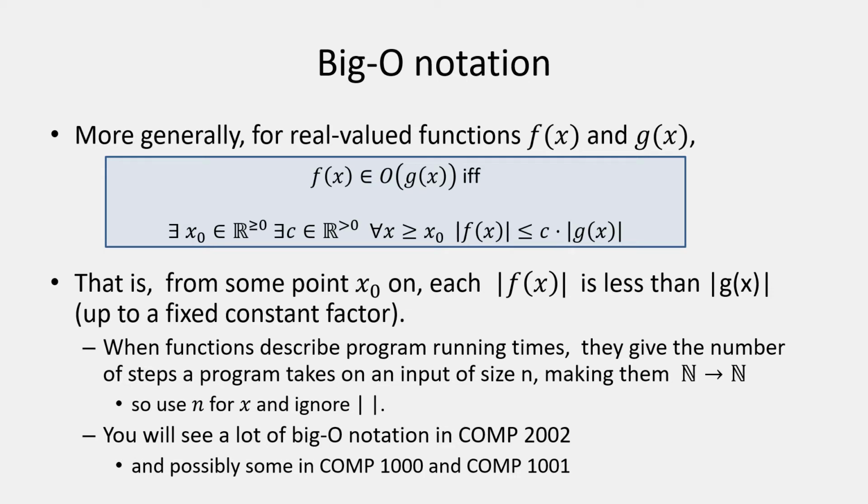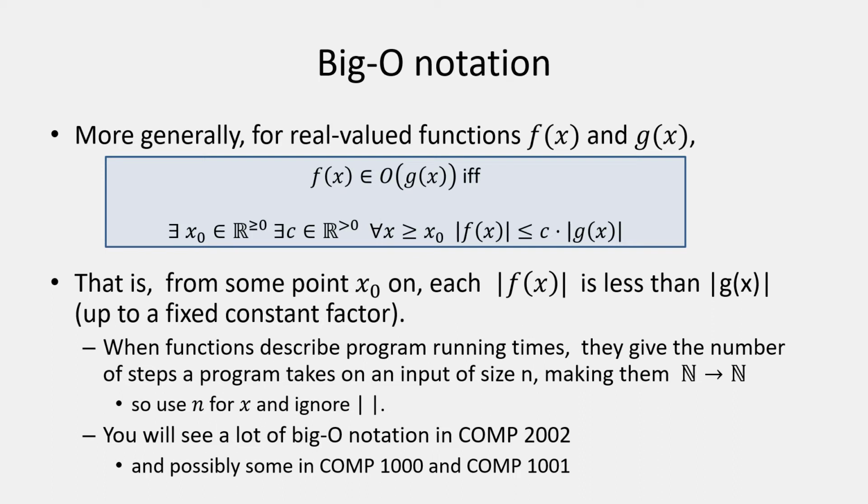So this is a general definition, which you're not going to see again, because in computer science we tend to talk about big O notation mainly when we talk about running times of programs, number of steps a program takes, and number of steps is a natural number. It's positive and it's an integer. So we're never going to need the absolute values, and we can just use n as a natural number and not think about reals.